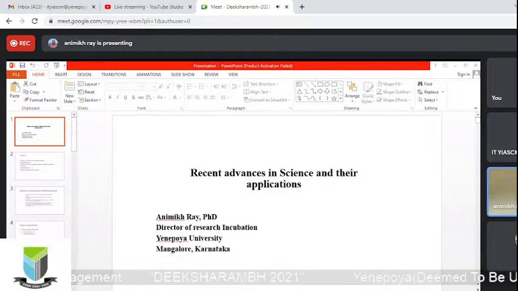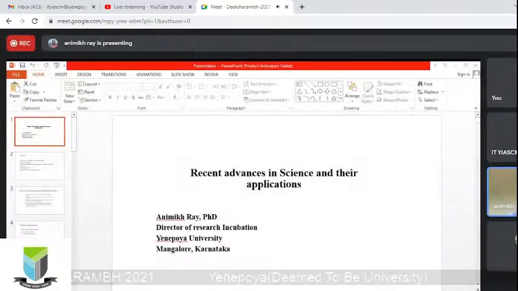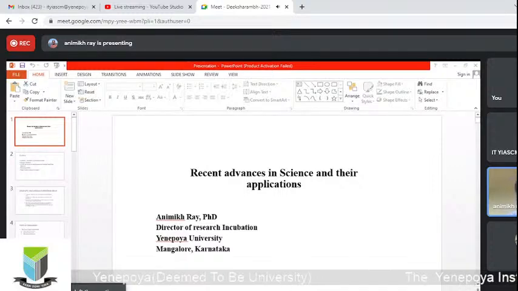Now, I will briefly talk about precision medicine because this is what I work on. Now, what exactly is precision medicine? Precision medicine is an emerging approach for disease treatment and prevention that takes into account individual variability in genes, environment, and lifestyle for each person. So that's the definition. Let me briefly describe what it is.